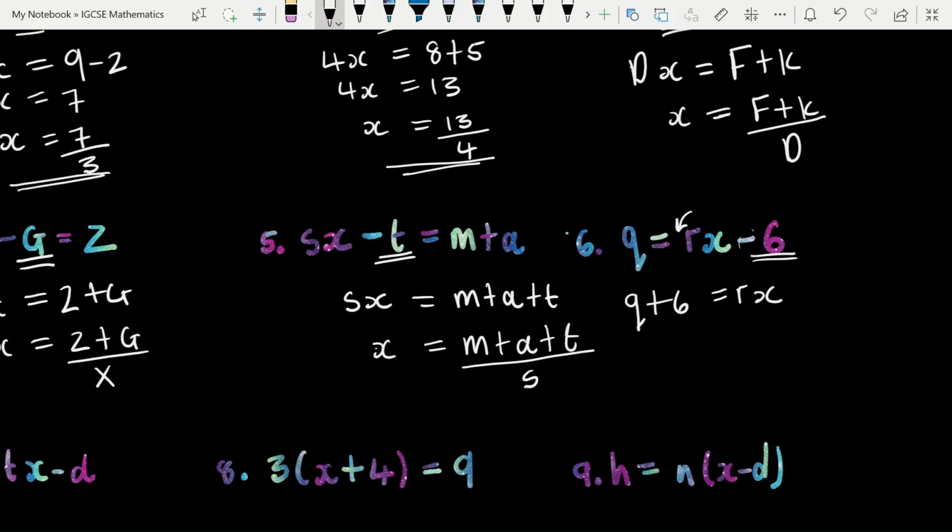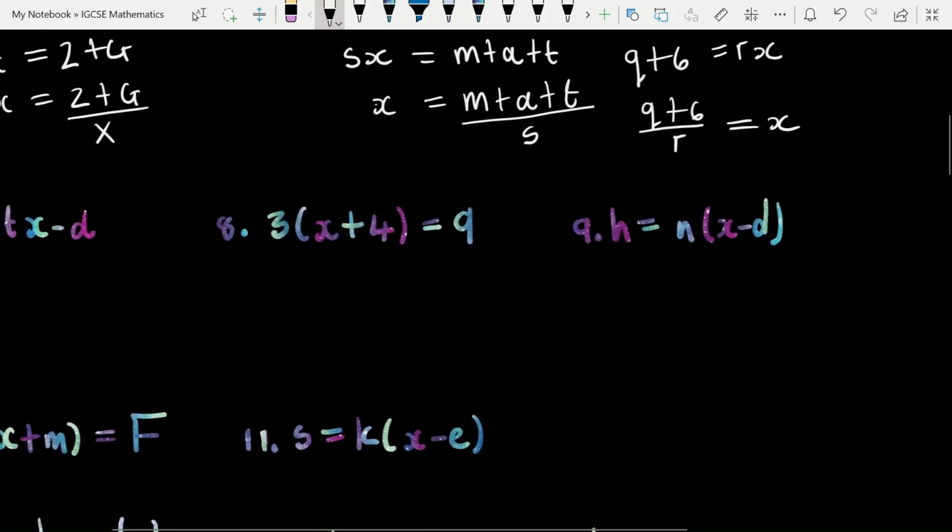Then next, who do we take? R. What is r doing to x? R is multiplying, and it goes to the left. What will it do? The opposite is to divide. So it'll be q plus 6 all over r being equal to x. And you're done. Just take it to the other side and make it do the opposite.